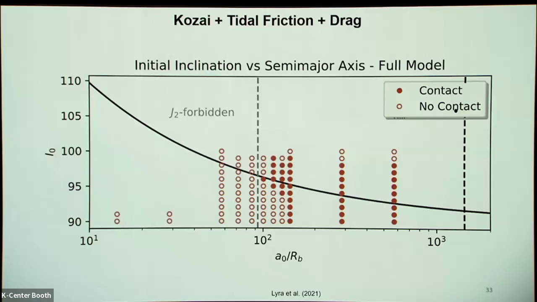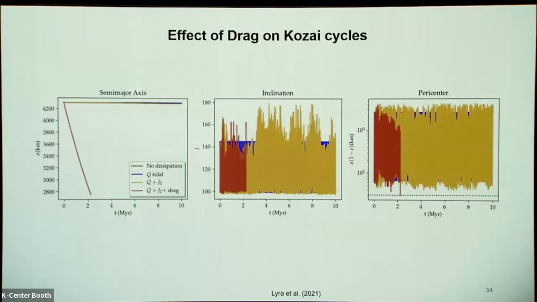This is known here because this is J2, right? It leads to precession. So you kick it out of the resonance that leads to Kozai up to this point, and then you can start having contact. What is interesting is that drag opens up a window of contact where in the classical Kozai you didn't have. So you now can have contact up to much bigger distances and higher inclinations than you had before.